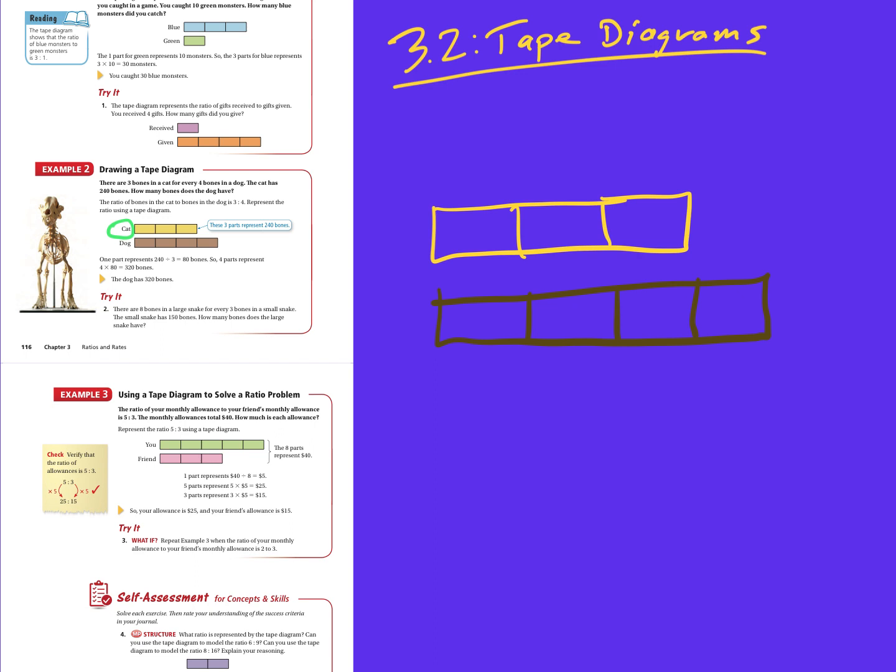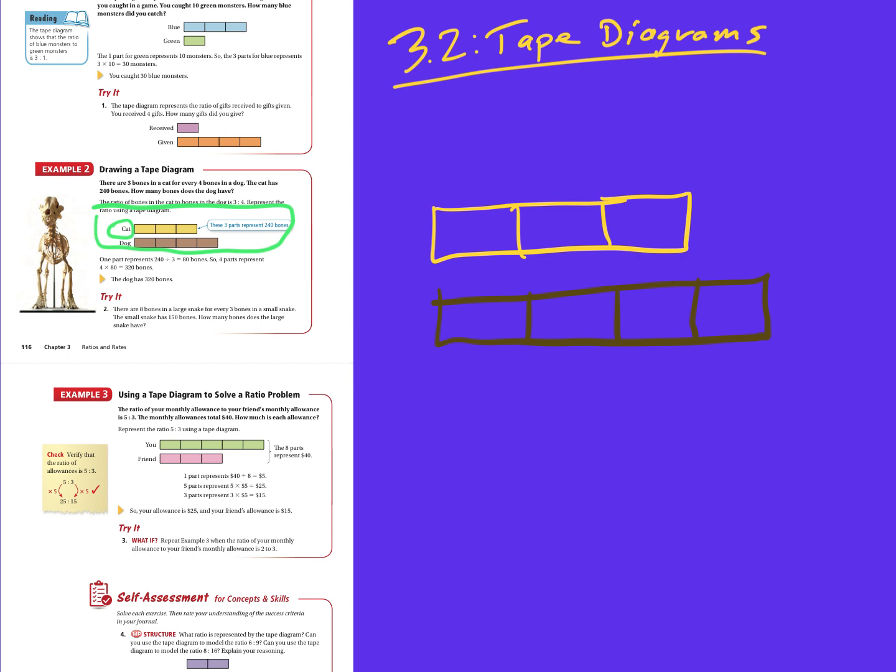Okay, and so again, we're just using ratios to work with bigger numbers by using a tape diagram. The ratio here of cats to dogs is 3 to 4. So that's why we drew 3 boxes for the cat and 4 boxes for the dogs. And so essentially what we discovered is we're trying to come up with an equivalent ratio, right? So 240 would be equivalent to 320.